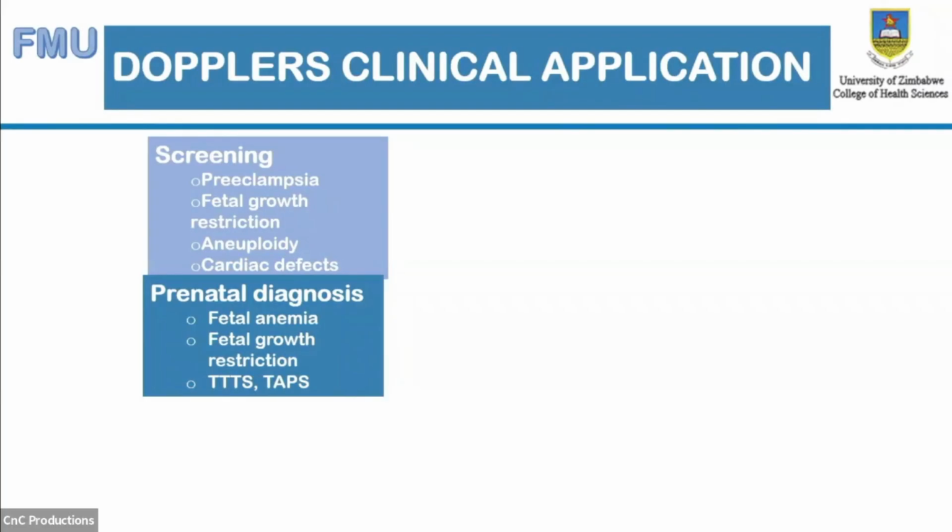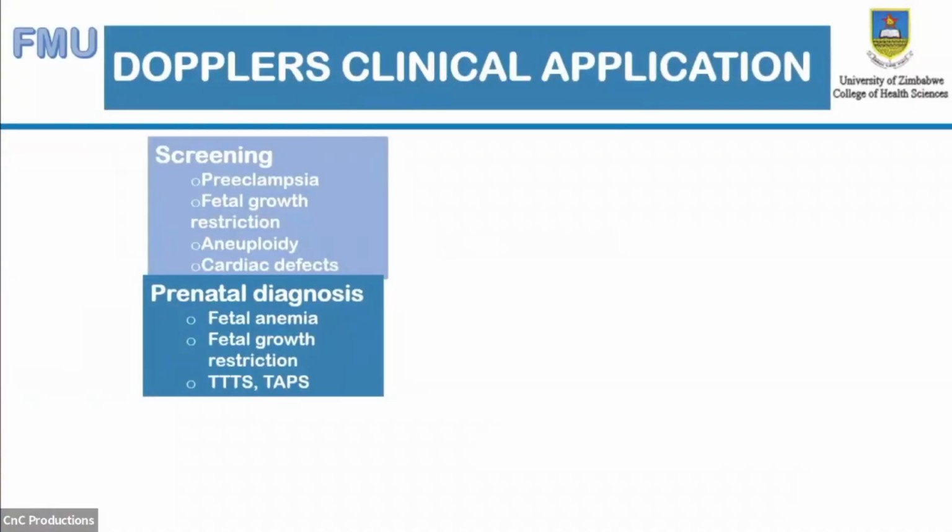Then Dopplers are also useful in prenatal diagnosis of fetal anemia, so the MCA is not only useful in determining oxygenation in the brain, but you can also check what's called the peak systolic velocity, which informs us if the baby has fetal anemia. How do we know that it has fetal anemia? If the peak systolic increases and goes above what we call 1.5 multiples of median.